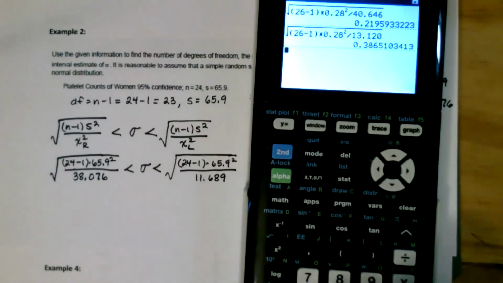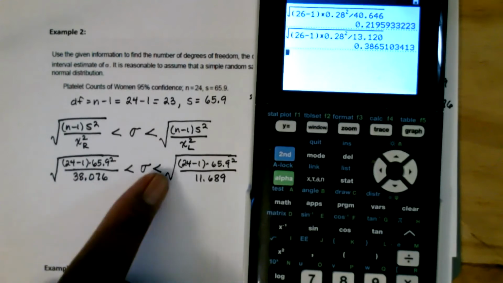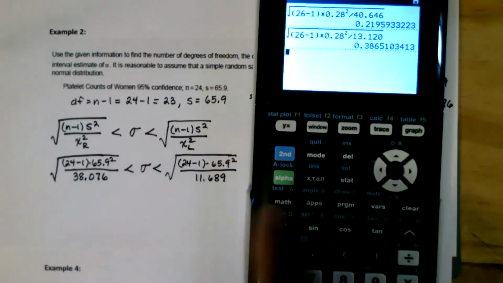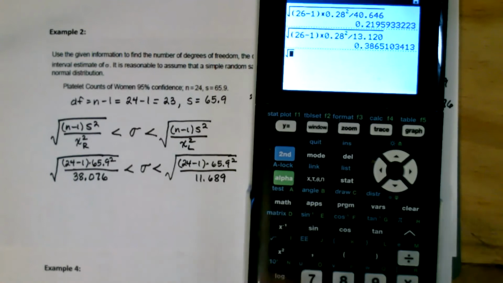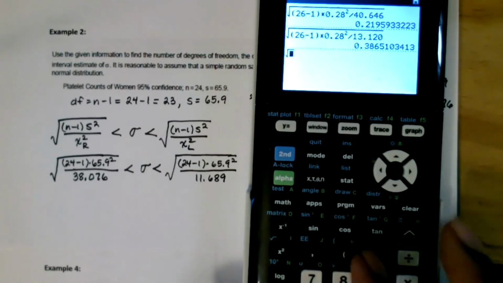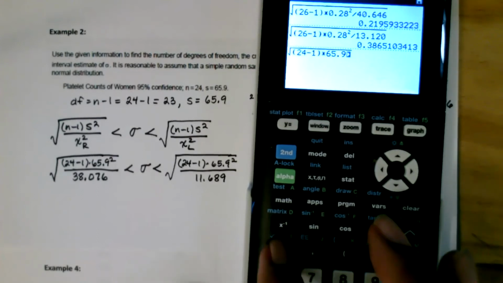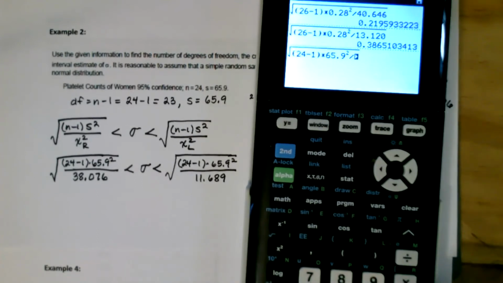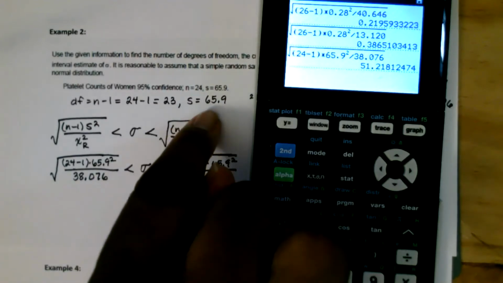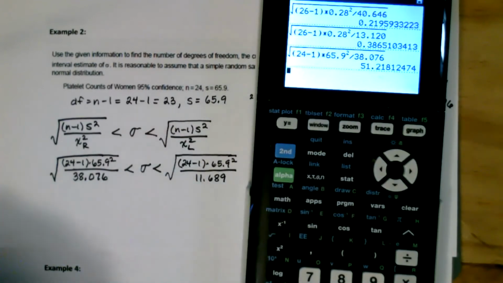All right, so now let's do our calculations here on the left and on the right. So here, second x squared. Then I'm going to put 24 minus 1 in parentheses times 65.9, and then that's squared, divided by 38.076. Now to 1 decimal place, since our standard deviation for the sample is to 1 decimal place, our limits will be to 1 decimal place. So 51.21 would be 51.2.